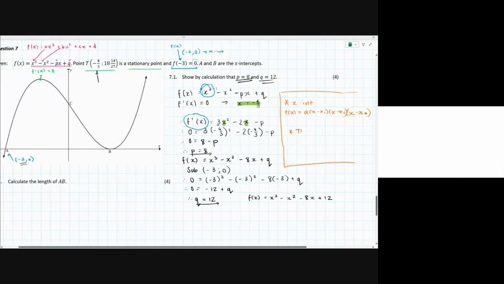Or we will give you the turning point and another coordinate. In this case, it was an x-intercept, but it could be any other coordinate. We would then find our first derivative equal to 0 and sub in the x coordinate of our turning point, our stationary point. And once we've done that, we would then sub in our other point in order to find our coordinate.